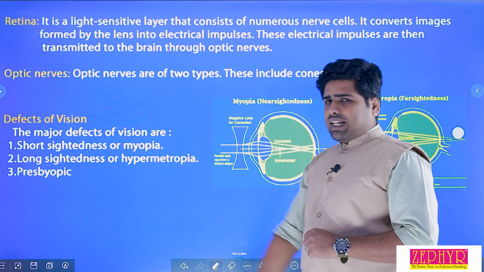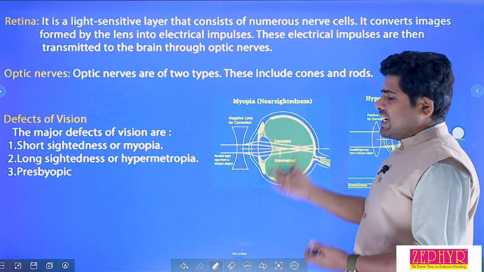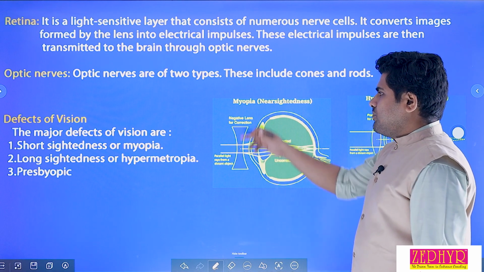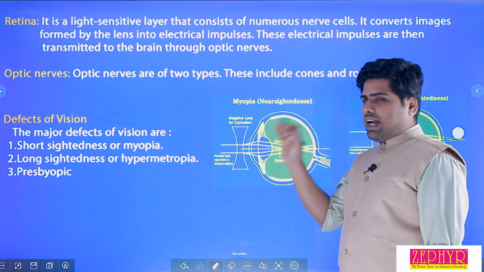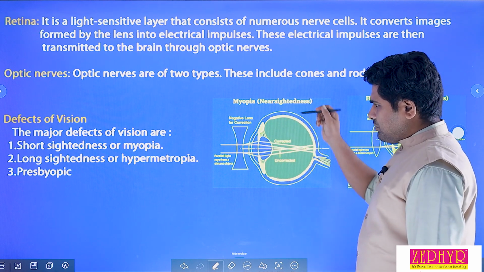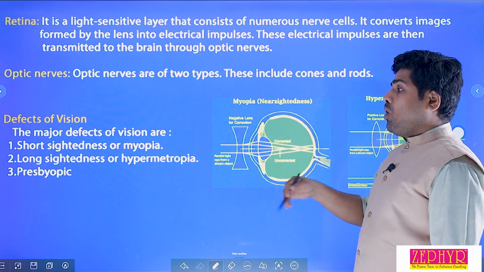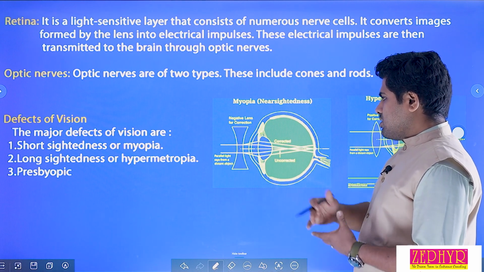The first one, short sightedness. Short sight or nearsightedness or myopia. This figure represents the short sightedness or myopia eye. We use a concave lens to overcome the short sightedness.